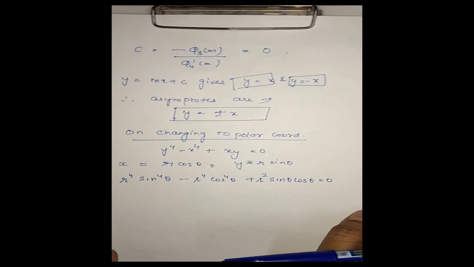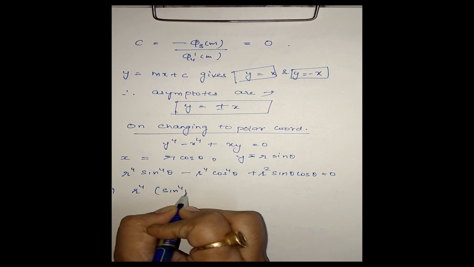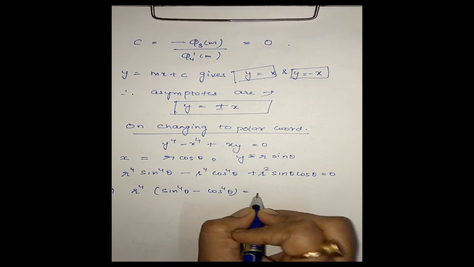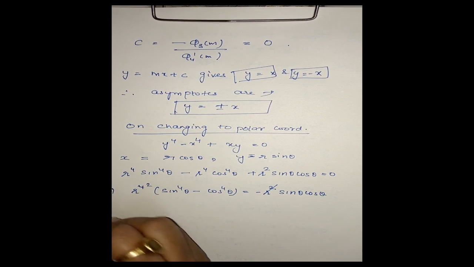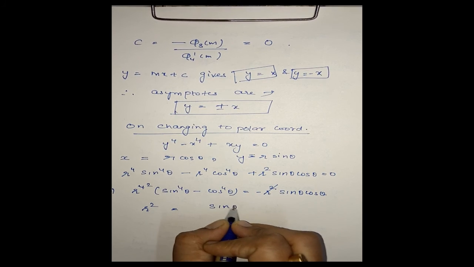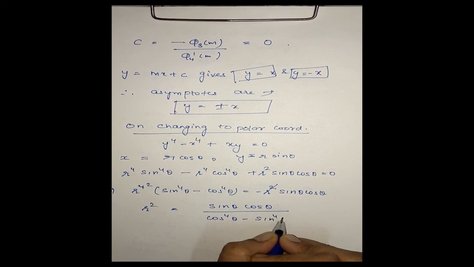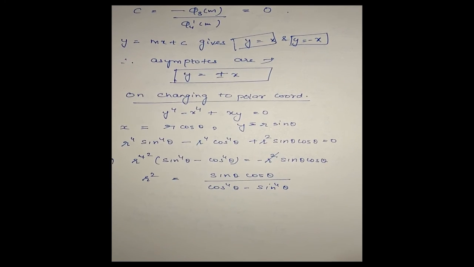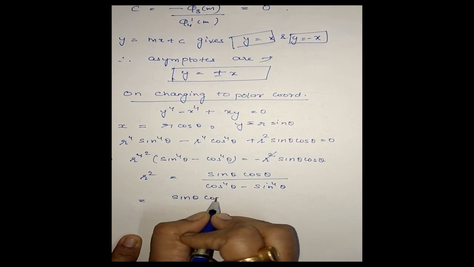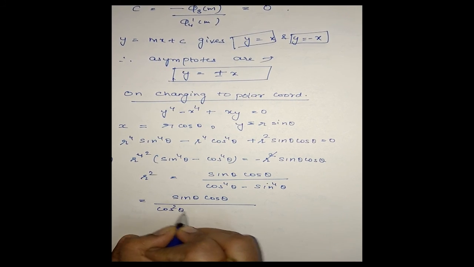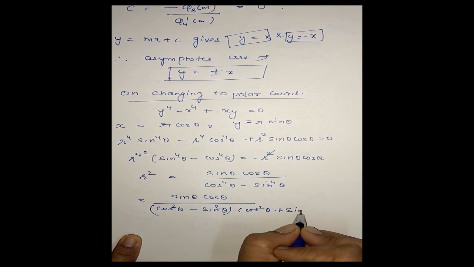That is, we have r⁴ (sin⁴θ − cos⁴θ) = −r² sin θ cos θ. That is, we have r² = sin θ cos θ divided by (cos⁴θ − sin⁴θ). Now, applying the formula a² − b² = (a − b)(a + b), this is sin θ cos θ divided by (cos²θ − sin²θ)(cos²θ + sin²θ), which is equal to 1.